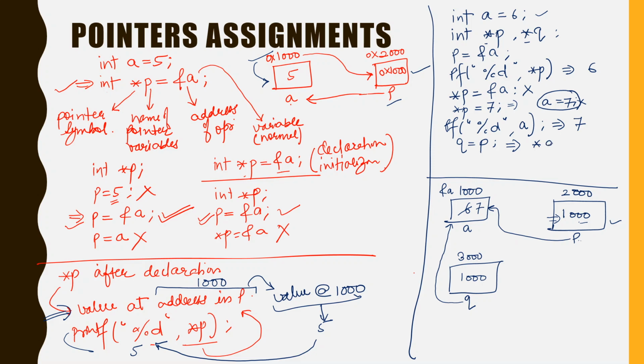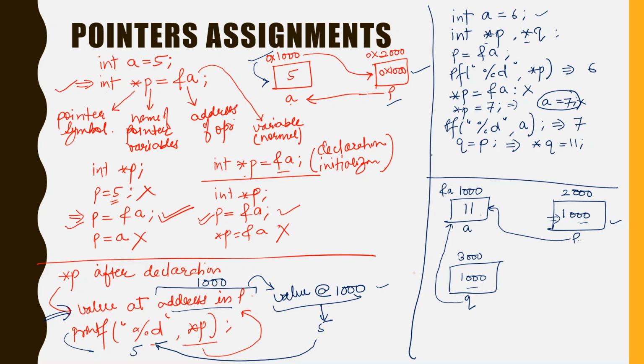Now if I do this, pointer Q equals 11, can you predict what will be the change? Pointer Q means value at address in Q. So what is the address in Q? You have to resolve the address in Q first, and then check the value at that address. Writing pointer Q means value at address in Q, which is 1000, and the value at 1000 is 7 right now, and it needs to be updated to 11. So this 6 and 7 will now get overwritten by the new value, 11.